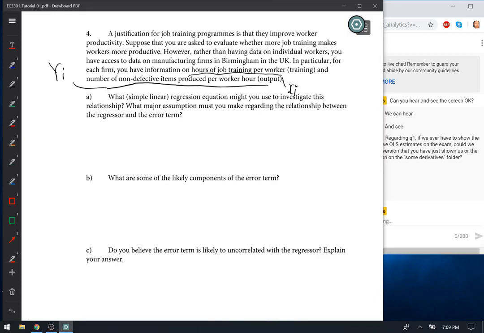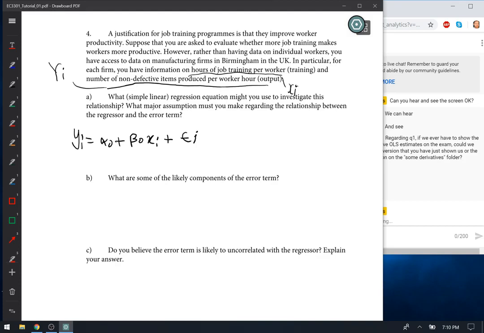So question A: what simple linear regression might you use to investigate this relationship? It should be a bit clearer here. You might start with a linear model, y_i equals a constant plus b naught x_i. This would be the simple linear model. That's the only linear model you can come up with: a constant with one regressor. We've not got any other regressors here. So this would be a candidate linear model.